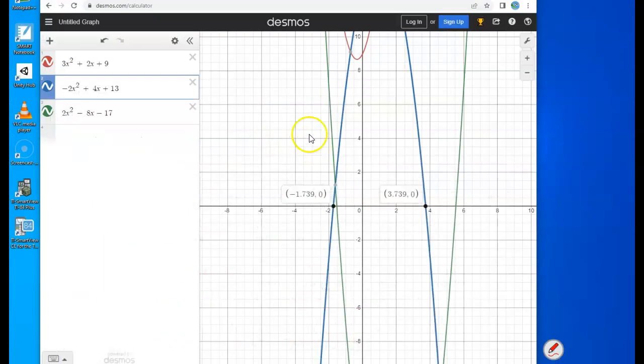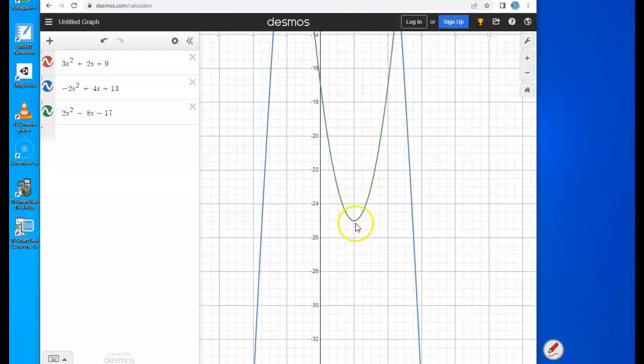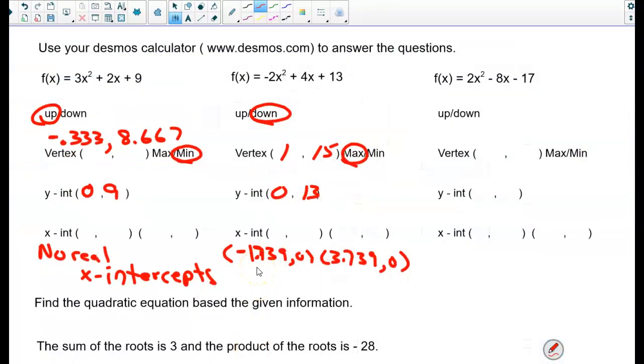All right. Our last one, which is our green graph, that one's going up. My vertex, 2, negative 25. My y-intercept, 0, negative 17. And this graph is clearly going up. So it has a minimum. It has a minimum, and that minimum vertex point is 2, negative 25. And I have a y-intercept at 0, negative 17. Make sure your signs are correct.